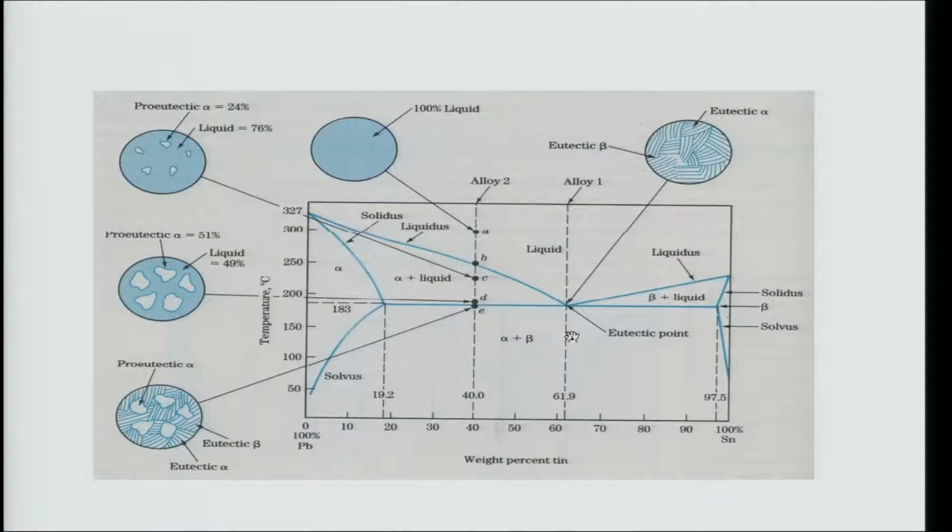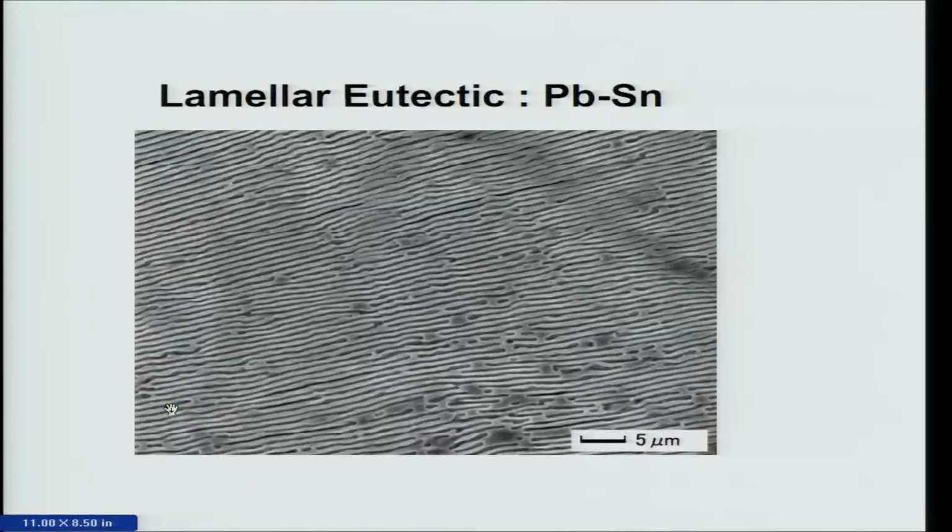So once you cool down below the eutectic temperature, the liquid which remains will solidify like a eutectic, and along with it these dendrites of alpha will be present. That is what is called pro-eutectic alpha or primary alpha, and the other one is eutectic alpha. The same thing will happen on this side for a hyper-eutectic. In a hyper-eutectic situation, other than alpha, beta will be present, but the eutectic will remain the same. Okay, now let me just go back.